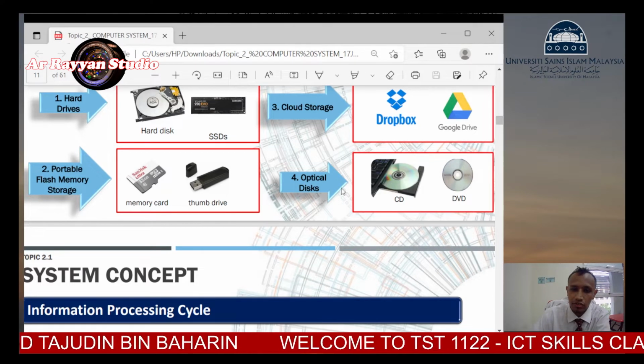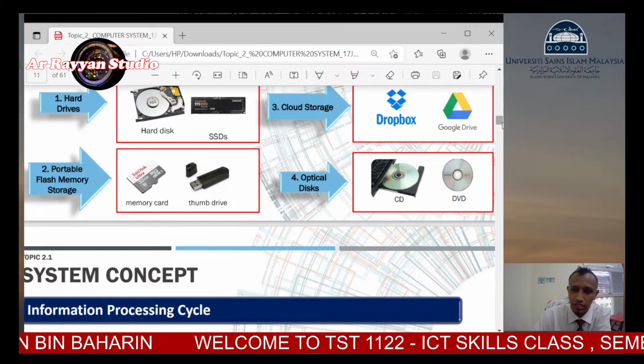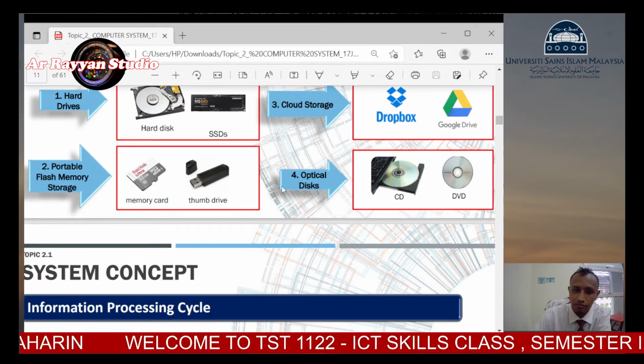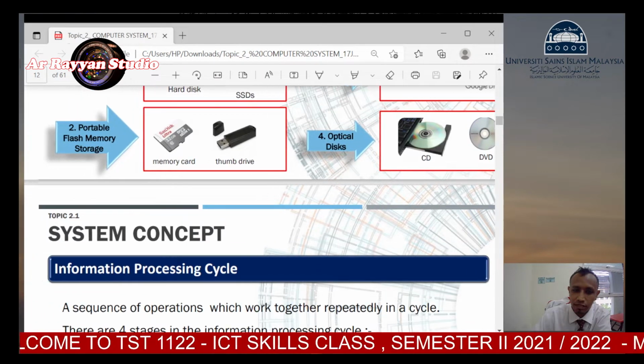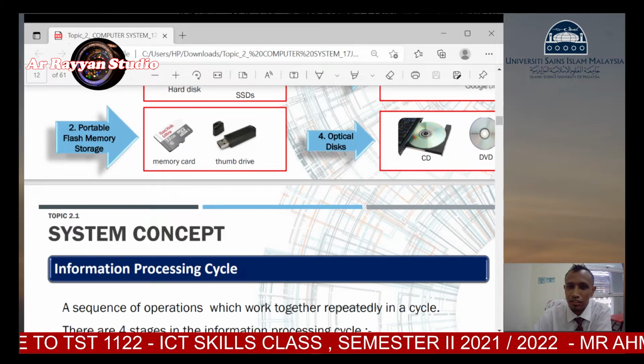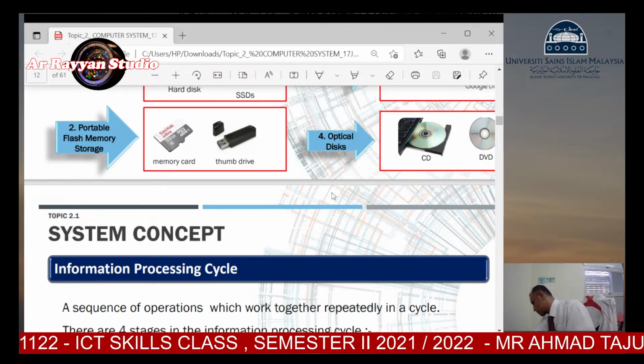Korang zaman korang ni ada lagi ke CD dengan DVD ni? Siapa yang tak tahu CD dengan DVD? Tahu. Tahu kan?